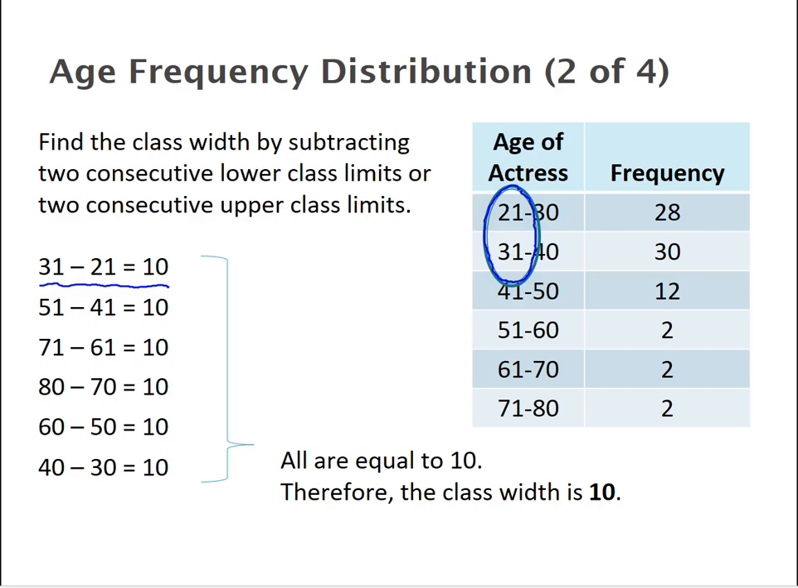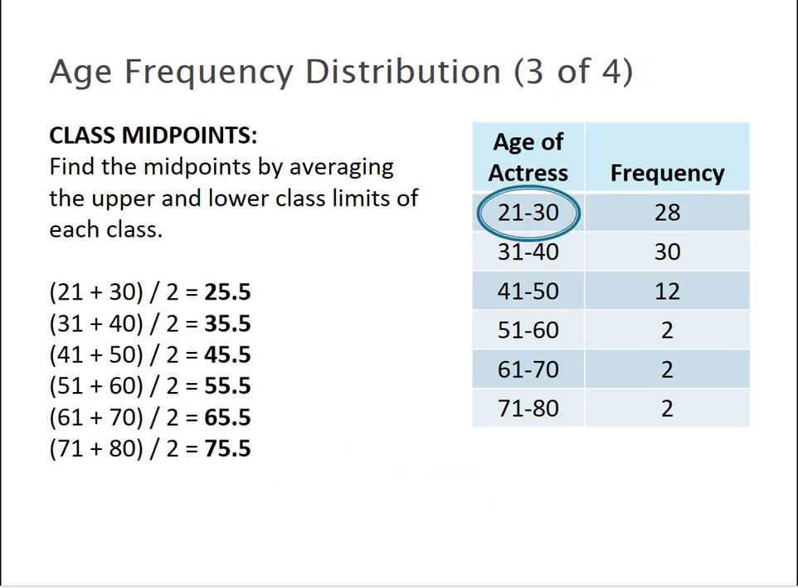On the left of the slide, you'll see that I have taken many different consecutive class limits, and I've subtracted them to also show that no matter which 2 you choose, as long as they're consecutive, you will always get a class width of 10. We're going to move on to the next slide for part 3. For part 3, we are going to address the class midpoints.